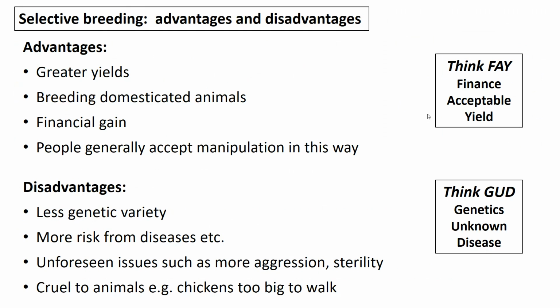So when you're thinking of the advantages, FAY might be useful to help you remember. So finance, acceptable and yield. And GUARD could help you to remember genetics, unknown, risks and disease.